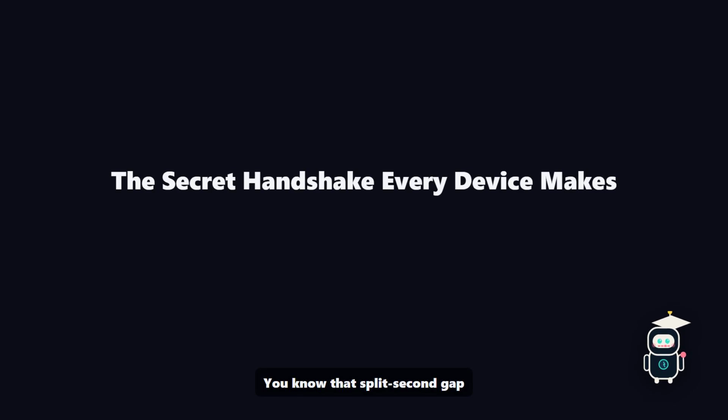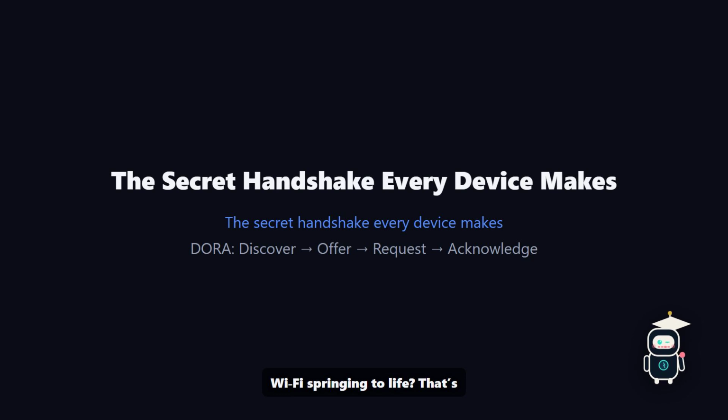You know that split-second gap between tapping connect and your Wi-Fi springing to life? That's DHCP running a 4-step handshake in milliseconds, assigning your device an IP, subnet mask, gateway, and DNS on the fly. Without it, you'd be stuck manually typing addresses for every device, a slow, error-prone nightmare. Most IT beginners have no idea it's even happening. By the end of this video, you'll be able to recite the DORA process and troubleshoot it like a pro.